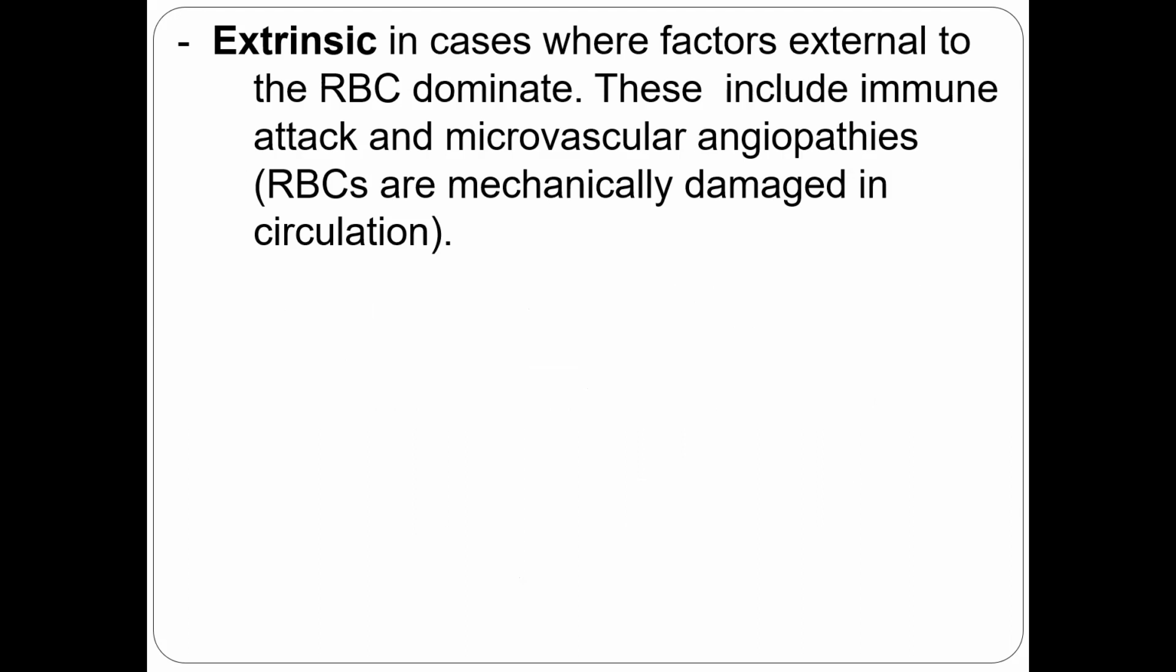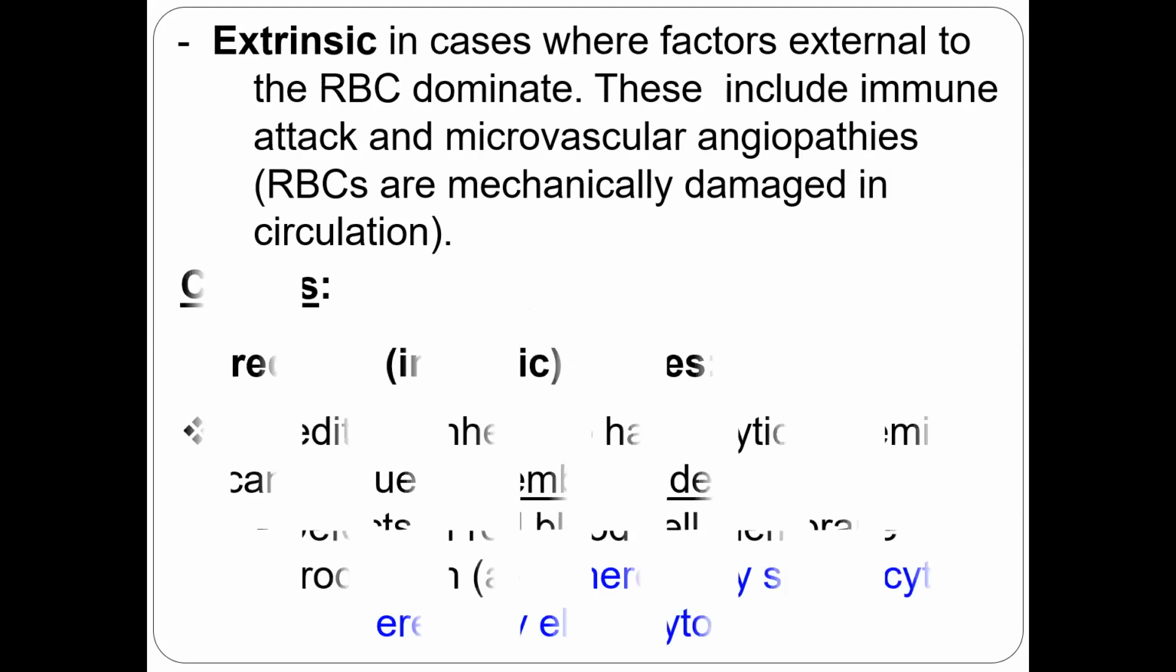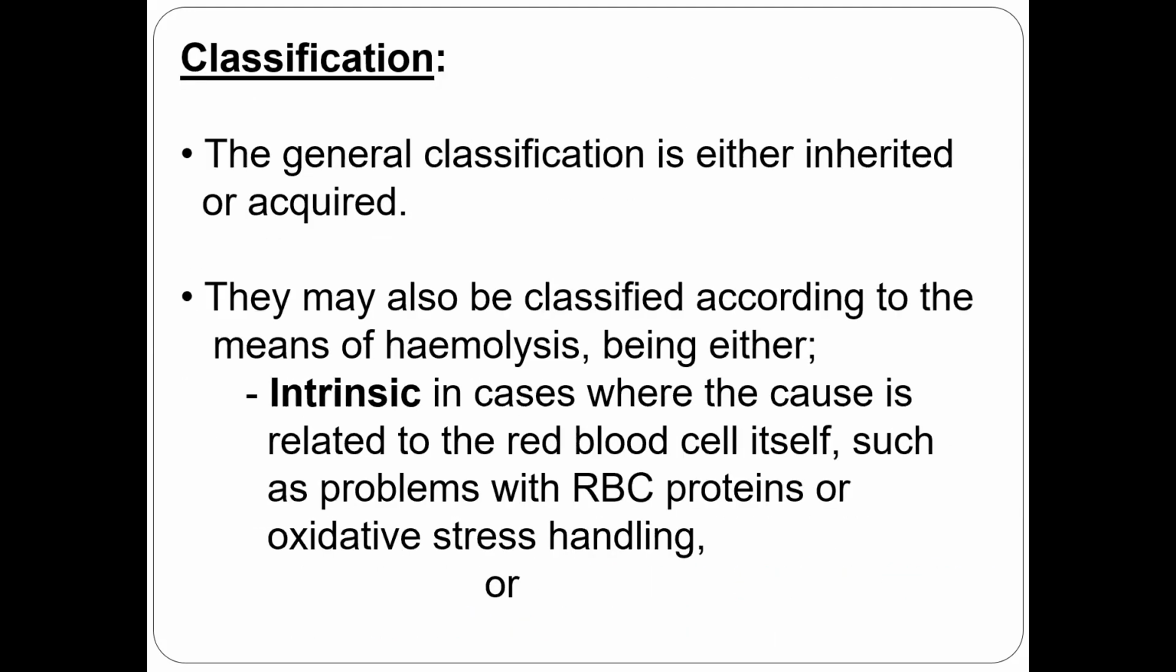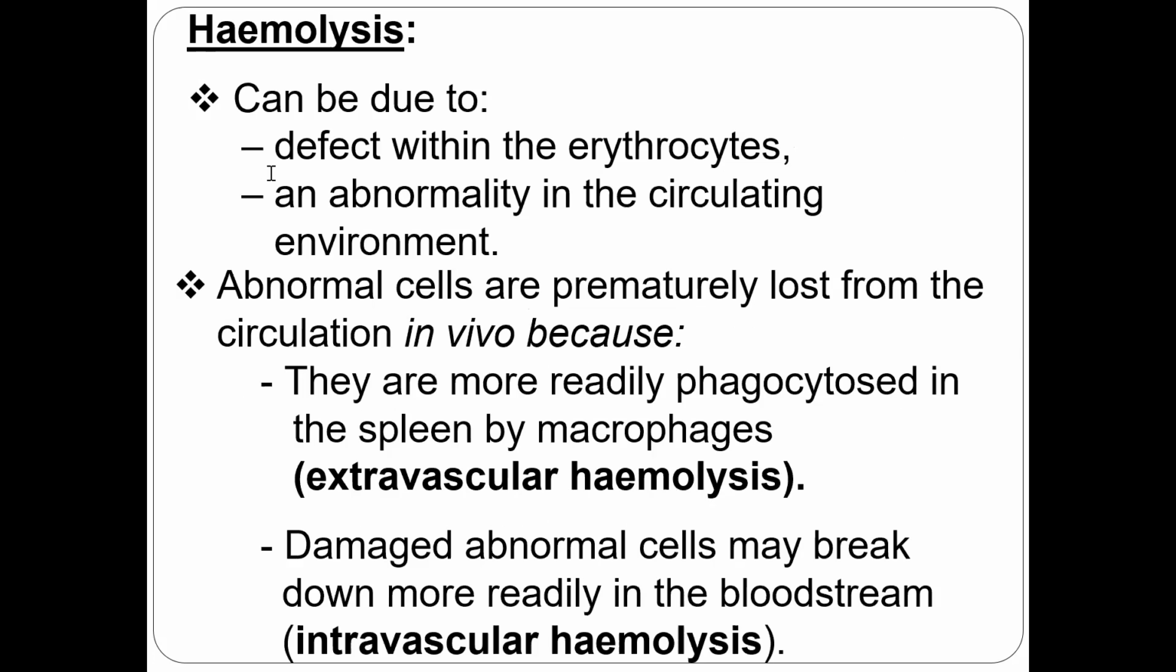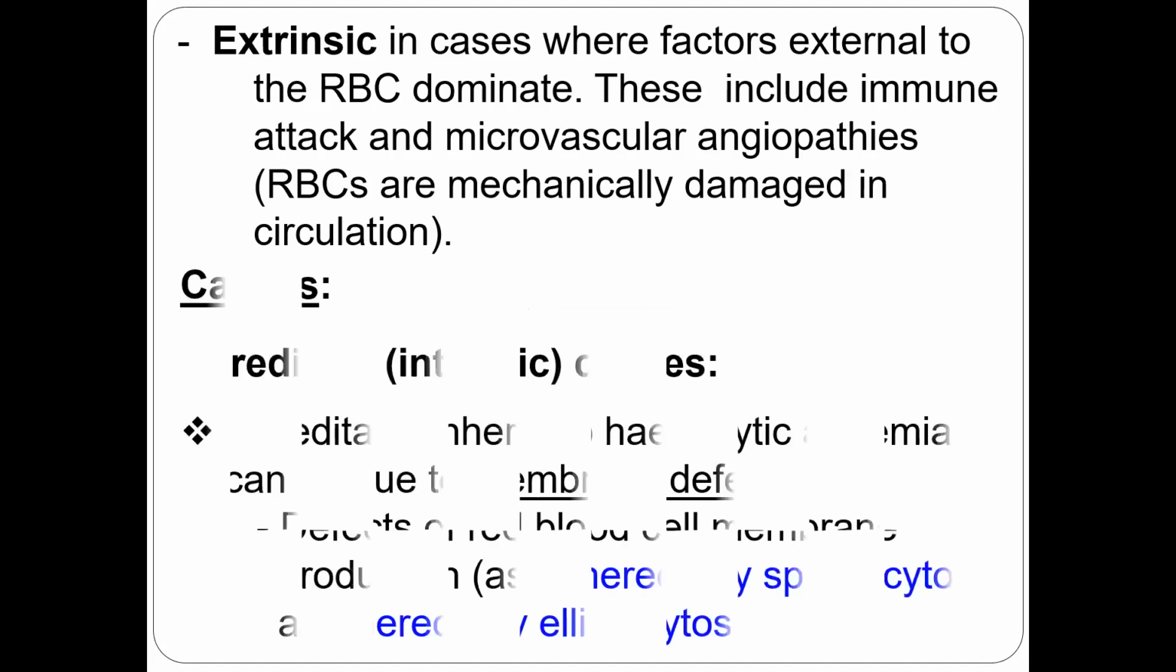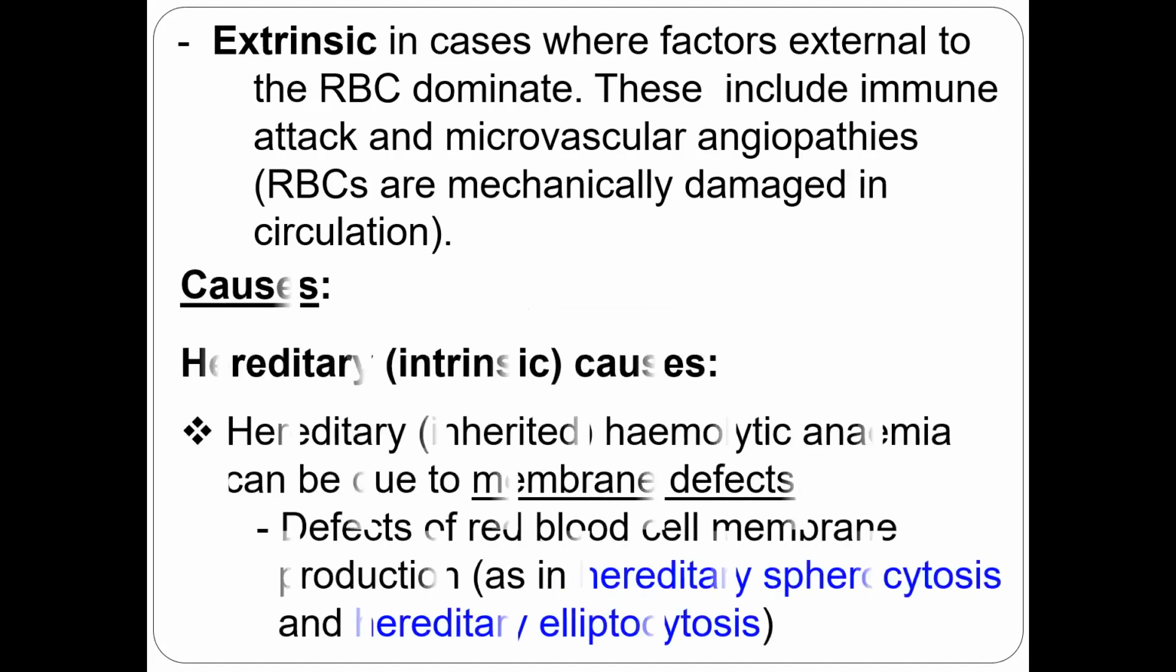or extravascular. I will go back here. If you look at this one, we say the defect within the red cell, or an abnormality in the circulation. So this one is looking at intrinsic factor, and that is looking at extrinsic factor. So the causes of the hemolysis, it can be hereditary or acquired.